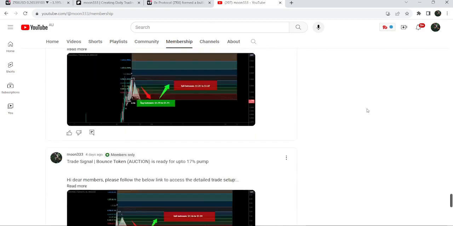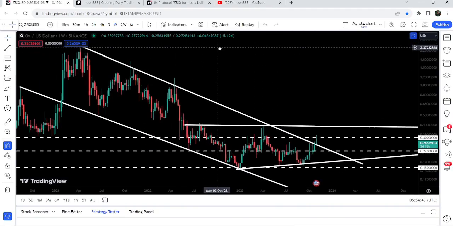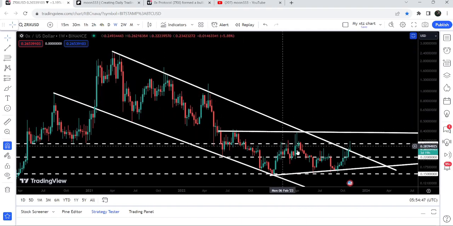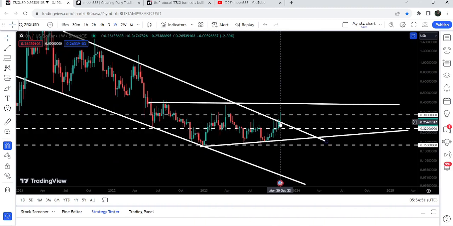Now, let me take you to the live chart of ZRX. This is the weekly time frame chart. Previously, you can see that since Feb 2021, it was moving inside this long falling wedge pattern. And finally, here, we have broken out the resistance. The previous candlestick closed slightly above the resistance of the falling wedge pattern, and the new candlestick is open above the resistance, but got rejected by this long-term resistance of 30 cents.